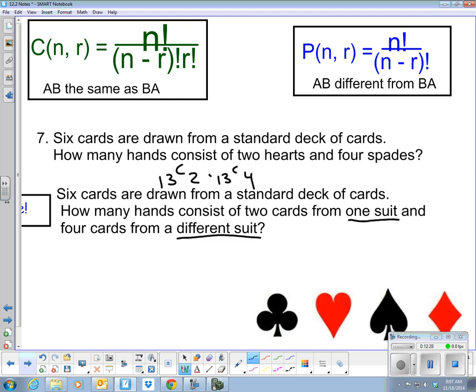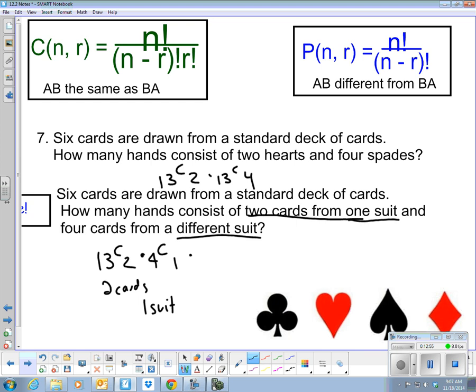So how does this change? Well, 2 cards from one suit, here's what that looks like. I still take 13 choose 2, because every suit has 13 cards and I'm picking 2 of them. But now to represent the fact that I'm taking it from any suit, there are 4 suits, I'm going to pick one of them. So this is the 2 cards. This is the 1 suit.